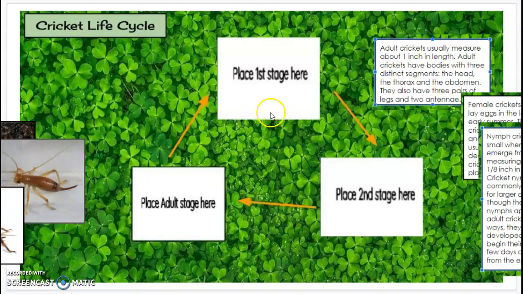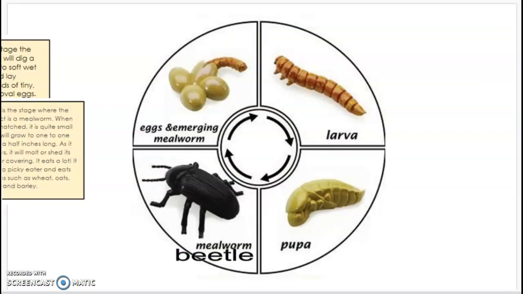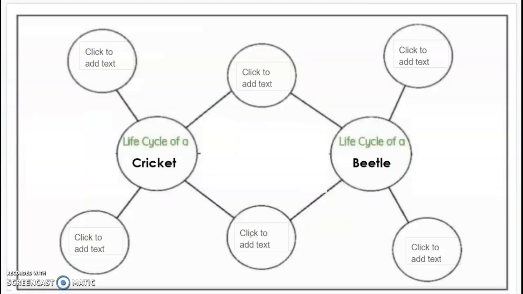So you're going to take the pictures and put them in the different places, how they go first, second, and third, and then take the information and put it next to it correctly. You have to make sure you're reading and watching the videos before you do this. Then the life cycle of a beetle: put these different boxes, the descriptors, next to it in its correct order. Then compare and contrast the life cycle of a cricket and a beetle.